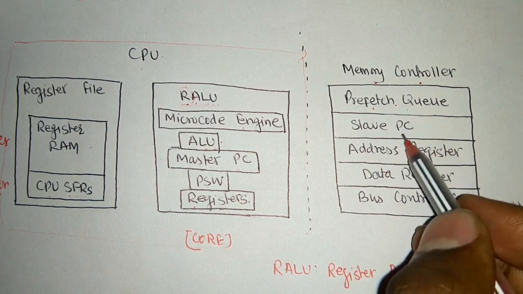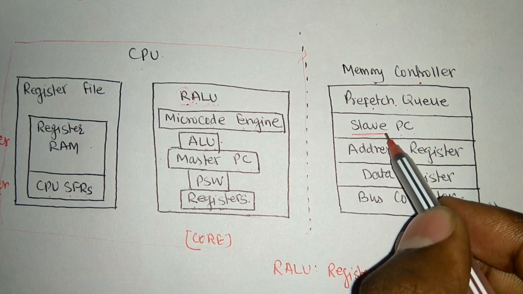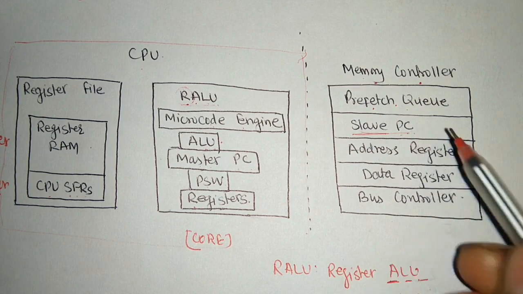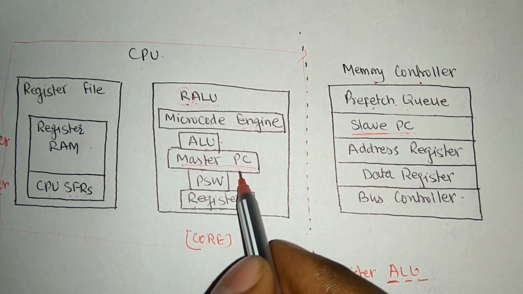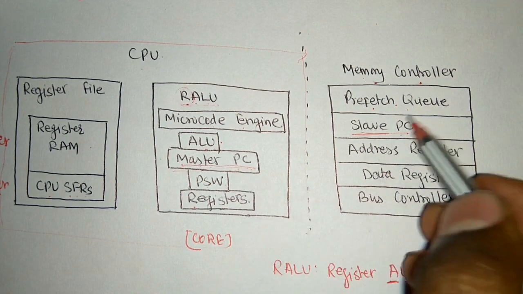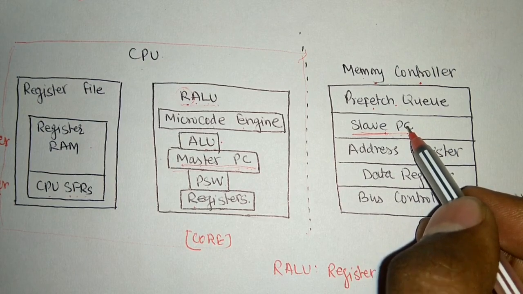Then we have a program counter, but this is a slave program counter. That is the difference here. We have a slave program counter in our memory controller, whereas we have a master program counter in our CPU or our RALU. This slave program counter will already be holding the address of the next instruction.